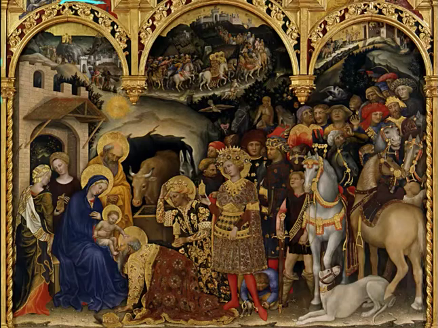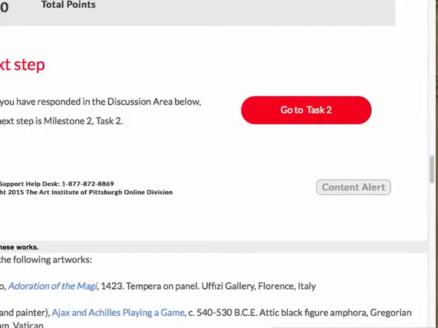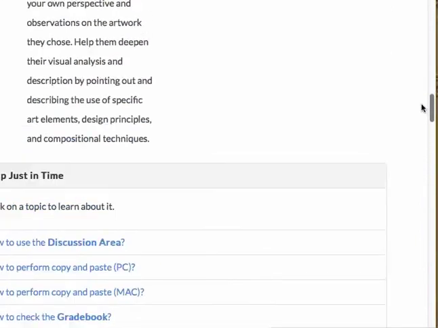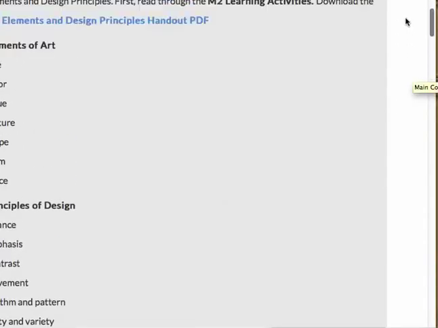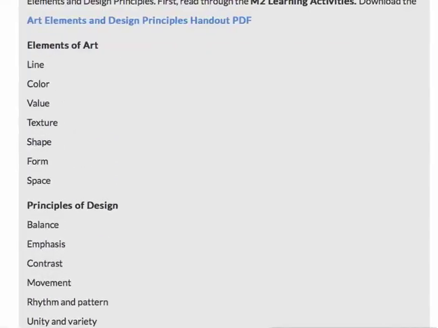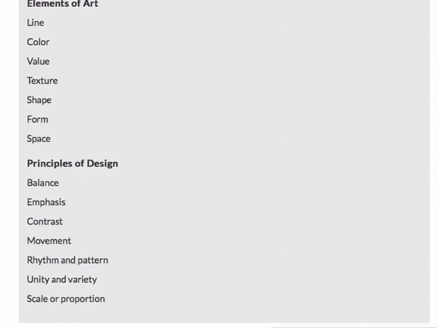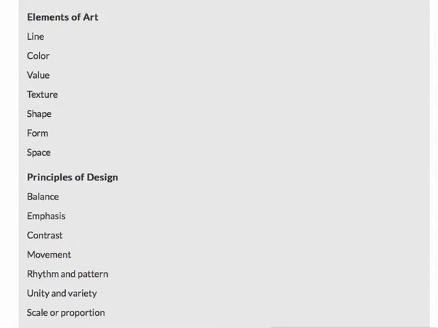Our aim here is to study the elements of art and principles of design. This set of vocabulary words right here, 7 elements and 7 principles. We're building on our progress from Milestone 1, where we learned to identify the media of a work of art, that is what it's made from, and its subject matter. So we're moving on to this intensive study of the elements and principles.